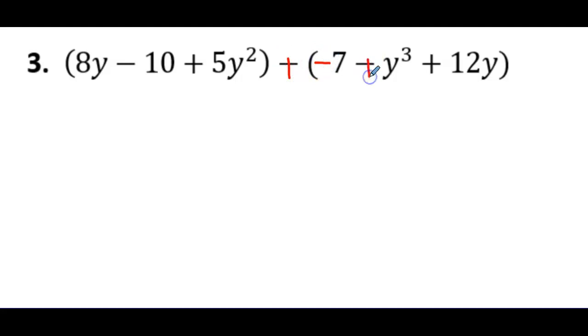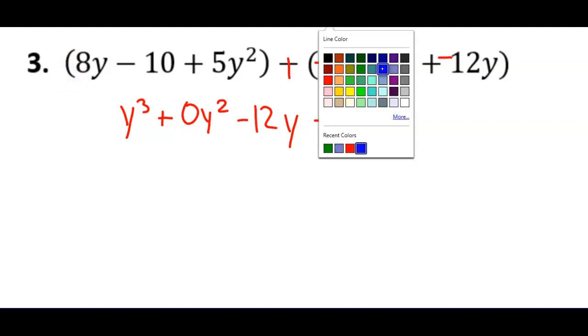Okay? I'm going to change my signs to everybody. And so I'm going to do y cubed on top. I'm actually going to take it from over here. Okay? And then I'm going to do the top one from there. So y cubed plus 0y squared. I don't have any y squareds over here. Minus 12y minus 7. Okay?